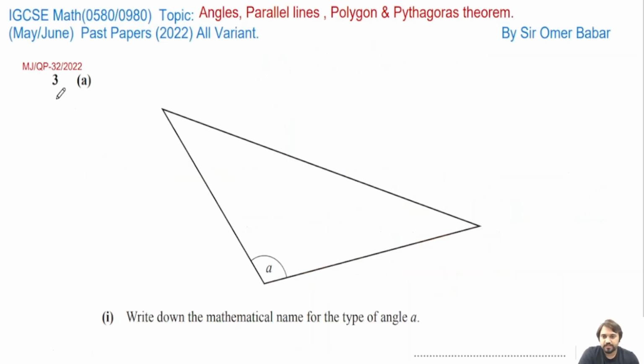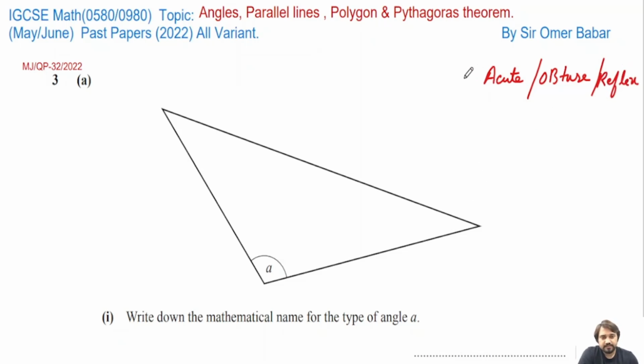Now moving towards our next question. Our next question is question 3 that appeared in 2022 again. The paper was 3 and the variant was 2. This is a triangle. In part 1, it says write down the mathematical name for the type of the angle A. Type of the angle means, is it acute angle or obtuse angle or reflex angle? We have 3 types of angle here.